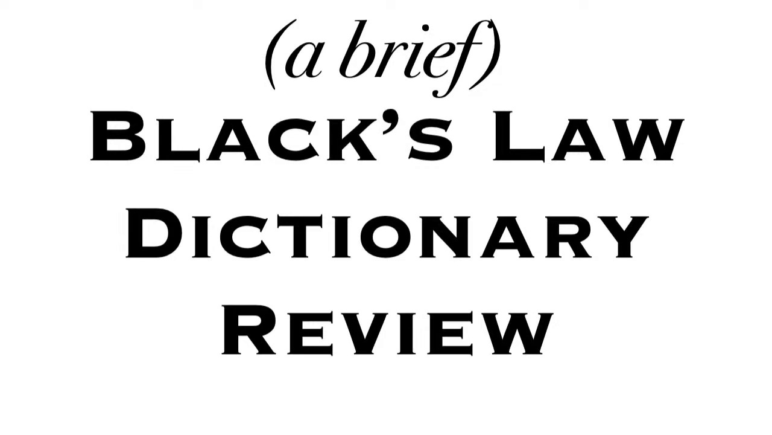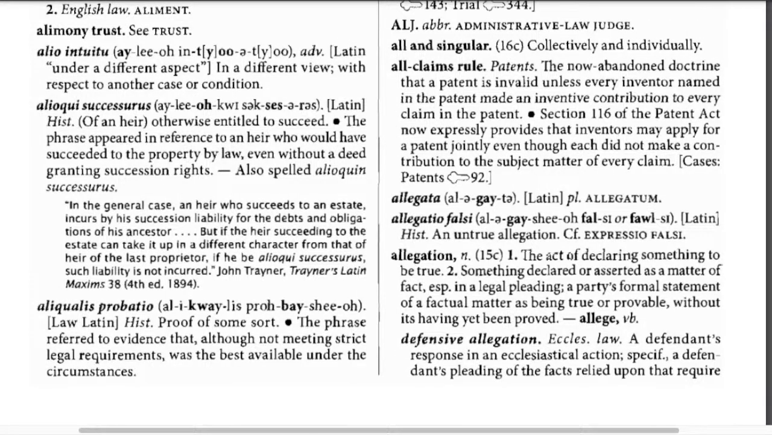So, the first word we want to go over is allegation. Allegation comes from the 15th century. It's a noun. The first definition is an act of declaring something to be true. Second definition is something declared or asserted as a matter of fact, especially in a legal pleading.